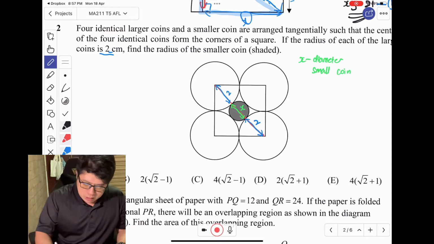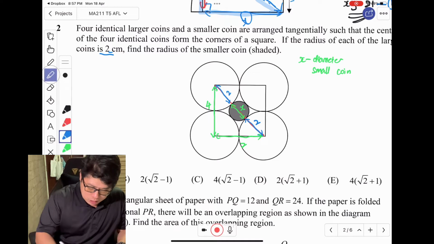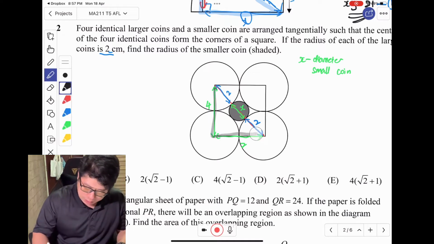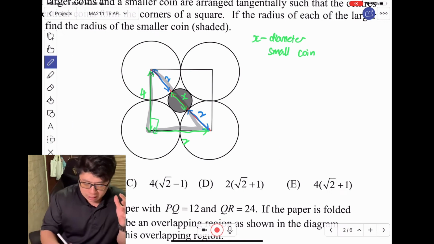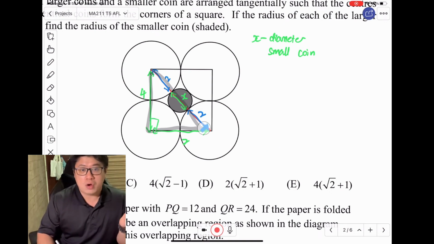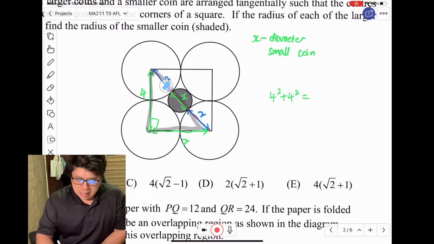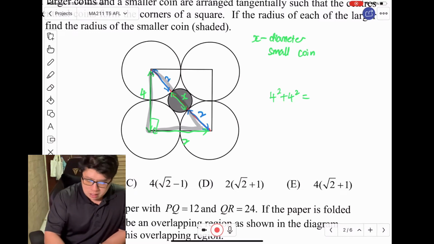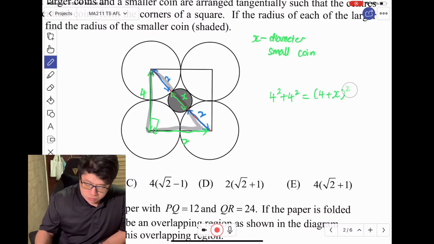Now this over here would also be 2 plus 2, that's 4. This over here is basically also 2 plus 2, that's 4. From here, again using Pythagoras theorem, I get a very nice right-angled triangle. So 4 squared plus 4 squared is equal to (4 plus x) squared. So you just have to solve this equation.